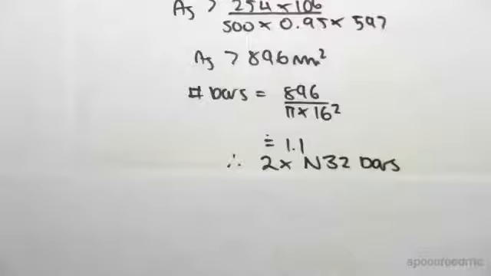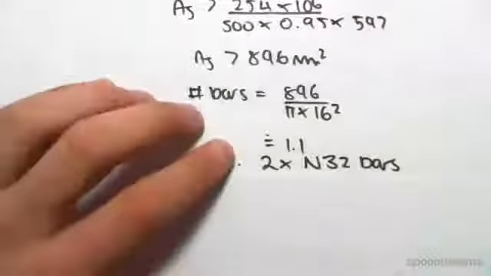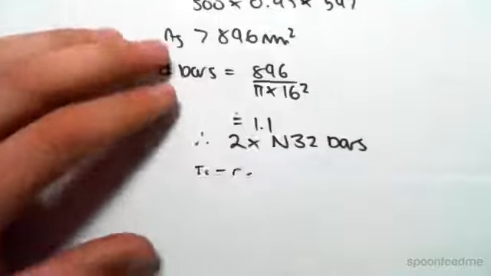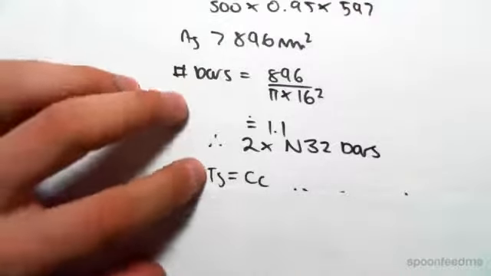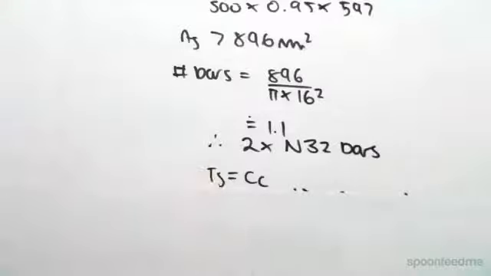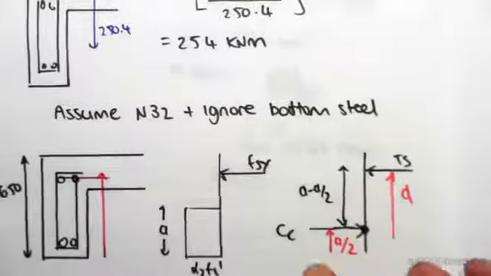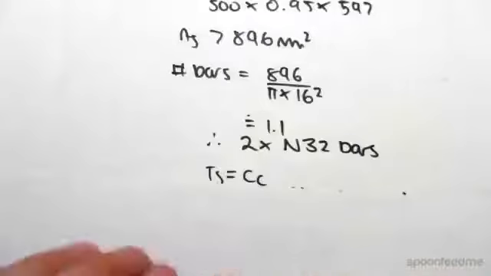Hey guys, I'm just continuing straight on from the previous video. So we saw that a good place to start was 2 N32 bars. We now need to verify this by making sure that the tension in the steel equals the compression in the concrete. This case will exist because we have pure bending. So we just need to check this.